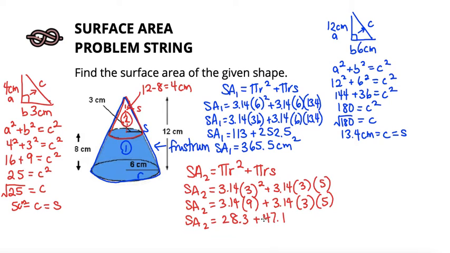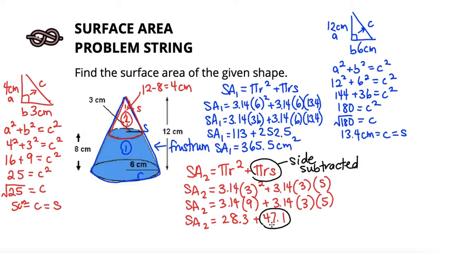Now, before we add these together, let's think about what exactly is happening with this small cone in relation to the larger cone or in relation to the frustrum. So if I'm looking at this small cone, I'm taking off the sides of the cone. So the sides of the cone is this part right here, the pi rs. This is the side. And I'm subtracting this from my frustrum. So I'm getting rid of the sides of the cone up at the top.